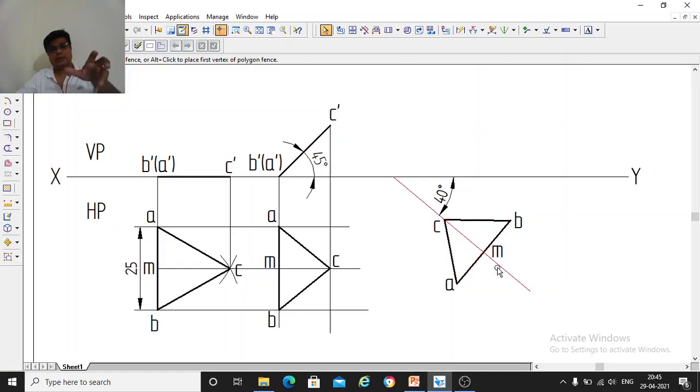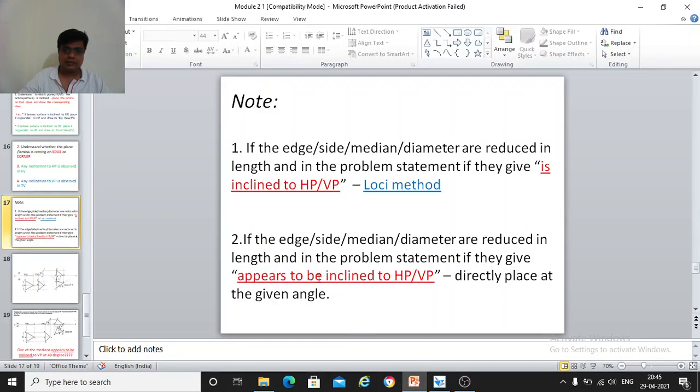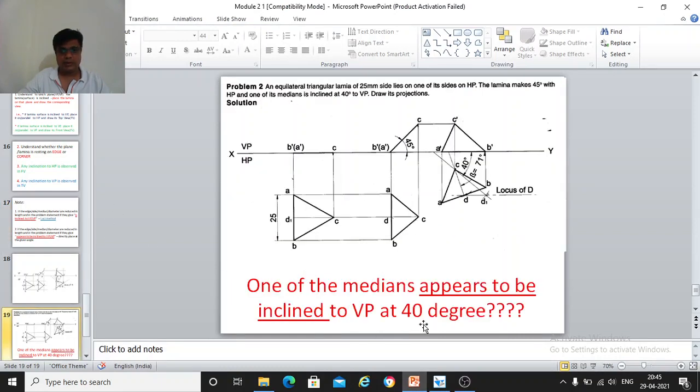So A will come this side, B will go this side. So this B will be moved here, A will be rotating here, CM will come here. The same triangle you draw here, redraw here. So we are not following the locus method here because it is given that the median appears to be inclined. Okay, the problem is median appears to be inclined.